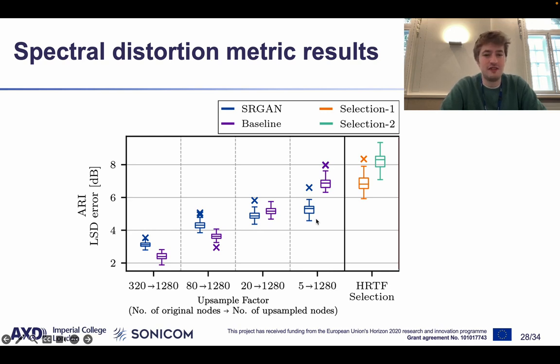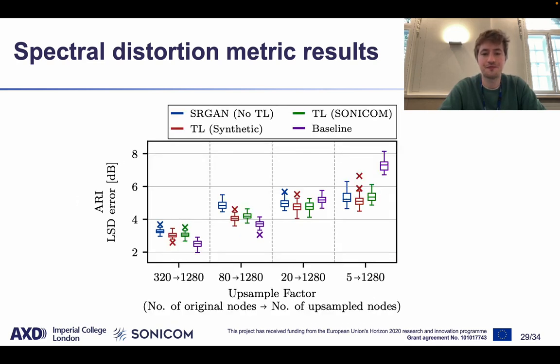Because ultimately, if it's easier to just give someone a generic HRTF, let's say, rather than upsampling a low-resolution HRTF, then we should just do that. But these results seem to say that it's actually still better to try and upsample from 5 impulse responses rather than just giving someone a generic HRTF, which is quite interesting, I think.